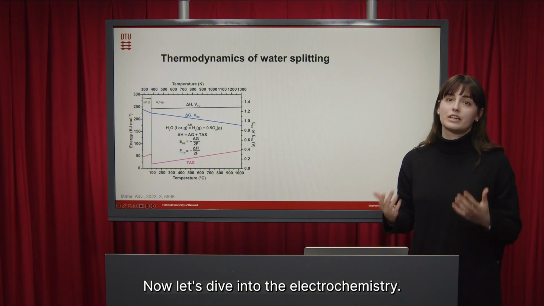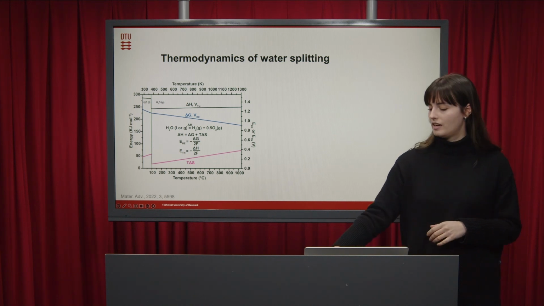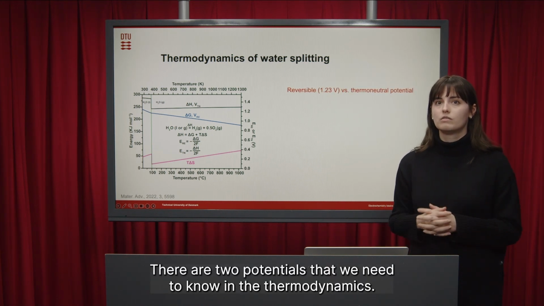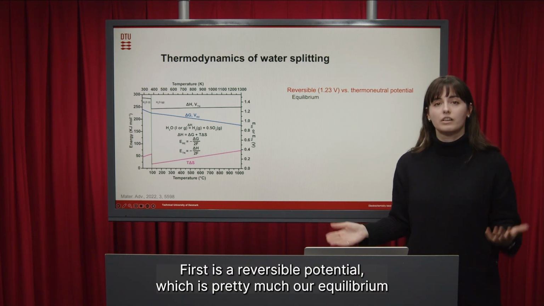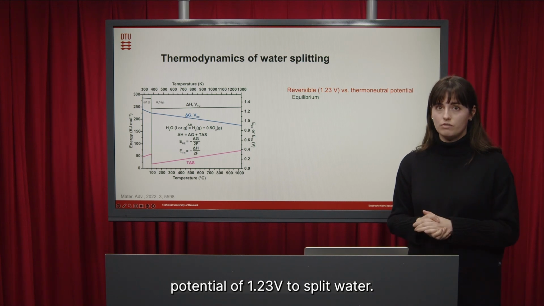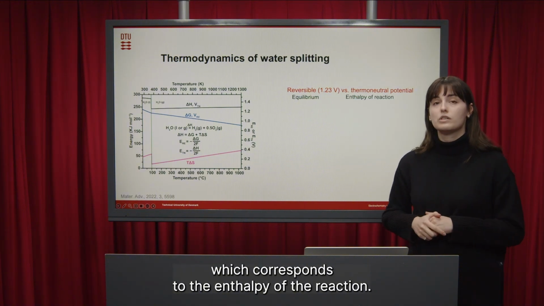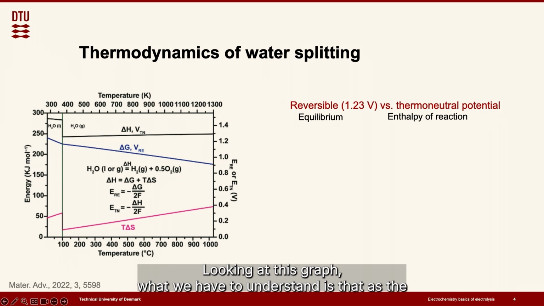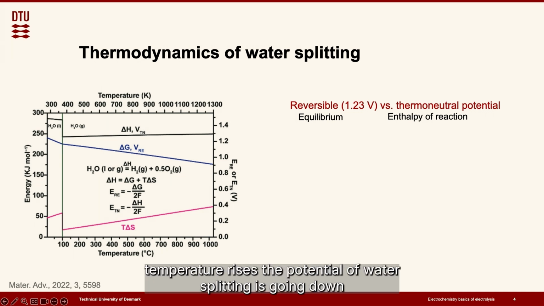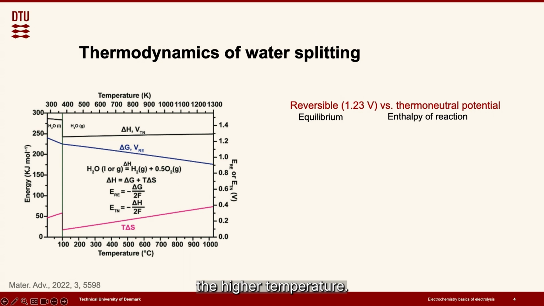Now, let's dive into the electrochemistry, and first, we're going to discuss the thermodynamics of water splitting. There are two potentials that we need to know in thermodynamics. First is the reversible potential, which is pretty much our equilibrium potential of 1.23 volts to split water, and the other one is the thermoneutral potential, which corresponds to the enthalpy of the reaction. Looking at this graph, what we have to understand is that as the temperature rises, the potential of water splitting goes down, which means that it's easier and easier to split the water at a higher temperature.